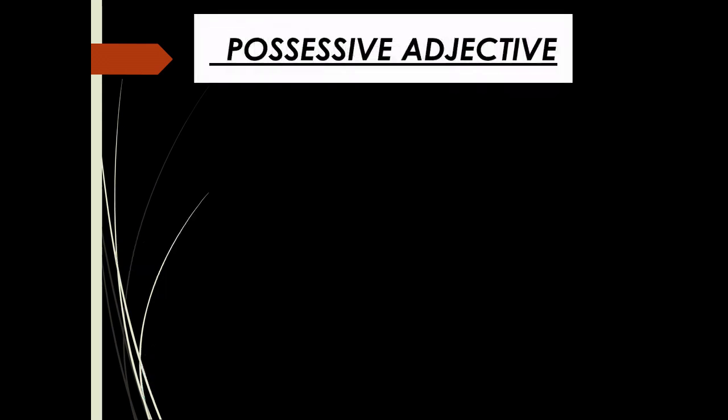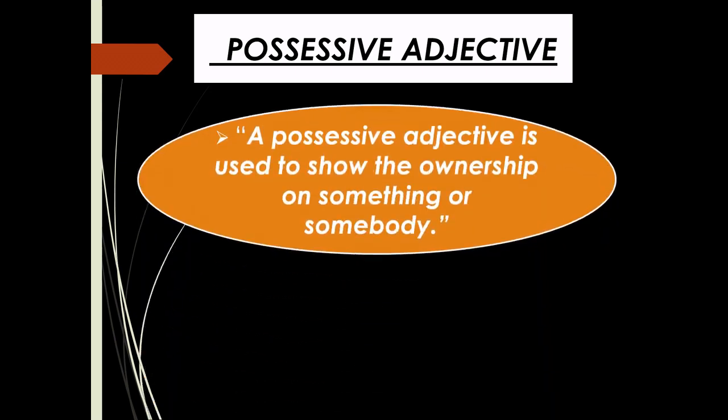Let's see the meaning of possessive adjective. A possessive adjective is used to show the ownership of something or somebody. I repeat it again. A possessive adjective is used to show the ownership of something or somebody.